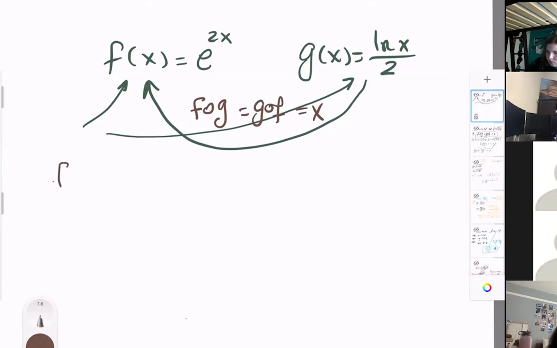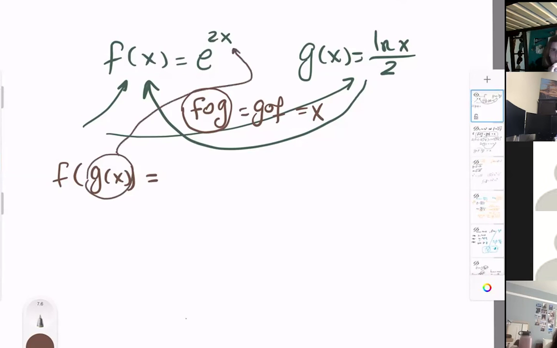So I'm going to find f of g of x, which is the same as f o g. G of x will be inside of f of x. This will be e, so f of x was e to power 2x. This is the same as e to power 2 ln of x over 2.